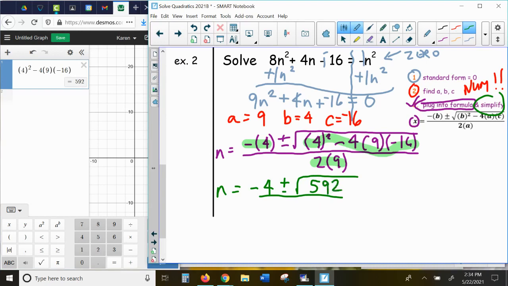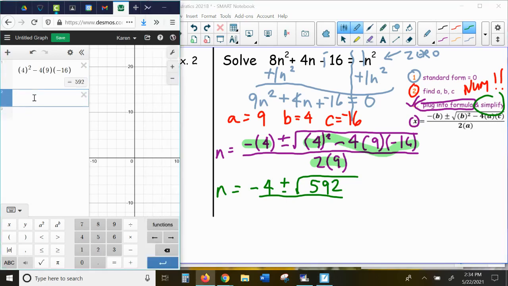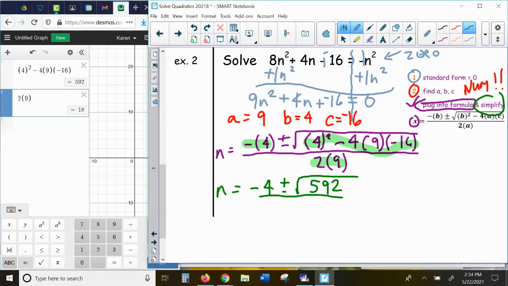592. On the bottom, I have a 2 times a 9. 2 times 9, I don't even need to do that, but I'll do it just for you. 2 parentheses 9, and I get an 18. I like to check my work anyways because, you know, when you do all these long steps you can mess up one little thing. All right, what was the next step we had to do?